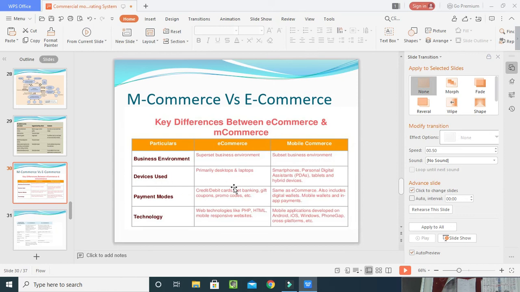Devices: what are the devices we are using? Desktops and laptops in e-commerce, whereas in mobile we are using smartphones, personal digital assistants, tablets, iPods, or hybrid devices, whatever it may be. How does the payment mode work in e-commerce? Credit card, debit card, net banking, gift coupons, vouchers, promo codes. But in mobile commerce, payments also include digital wallets, mobile wallets, in-application payments, online payments.